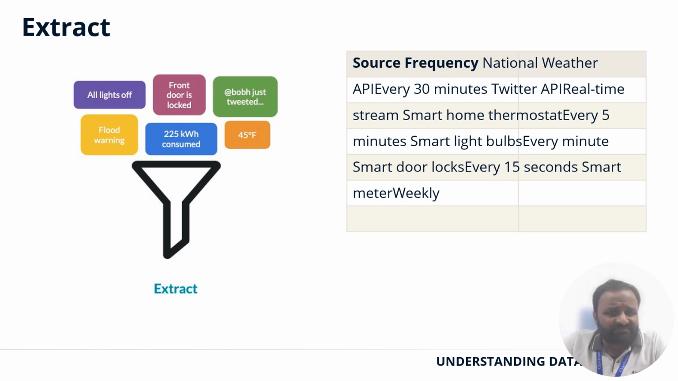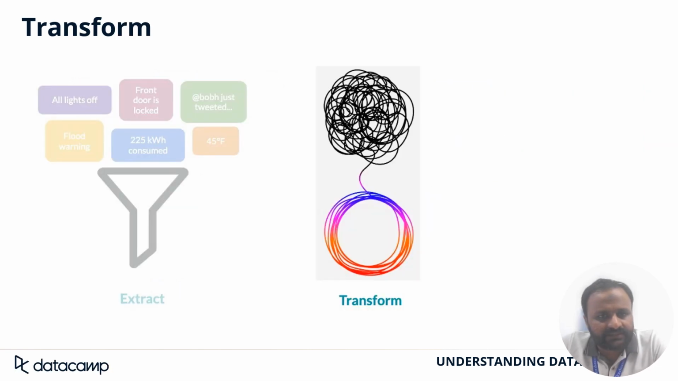How does it all come together? First, we begin with extracting all the data from the data sources we listed, whether it is an API or an Internet of Things device. However, a quick look at the frequencies and structures makes us realize that storing the raw data as is won't work. Here is where the transform phase comes into the picture.